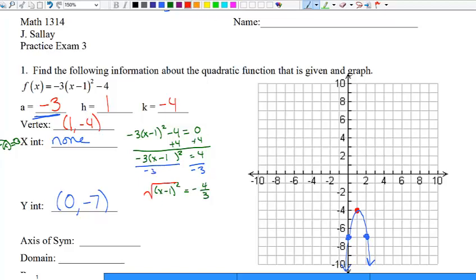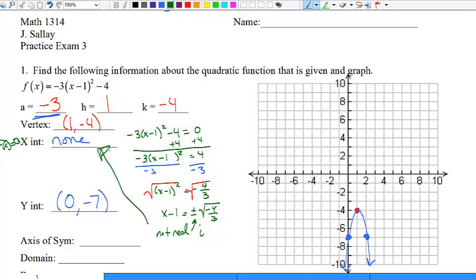Then I'm going to take the square root of both sides, and that leaves me with just x minus 1 on the inside equals plus or minus the square root of negative 4/3. At this point, I know I have an imaginary number, some sort of i with other terms around it, but i, we know, is not real. So because we have an i, we know that the x-intercepts are not real, which means I don't have any real x-intercepts. Therefore, I'm allowed to put none here.